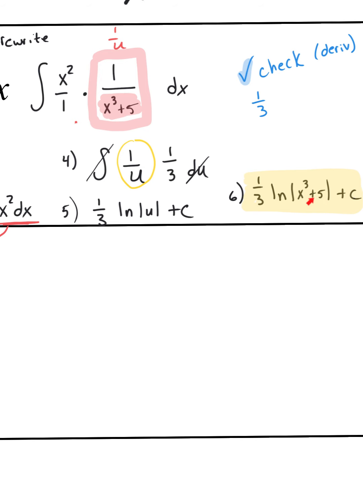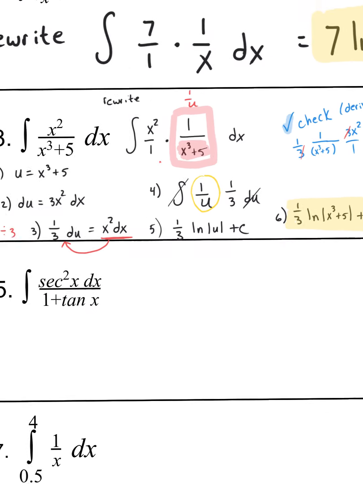My inside function is x cubed plus 5. So we go to work. The derivative of the outer is 1 over something. The inner is x cubed plus 5, and the derivative of the inner is 3x squared. Now if you cancel out the 3's, you're left with x squared over x cubed plus 5, which is what we started with. So there is a review of u substitution.